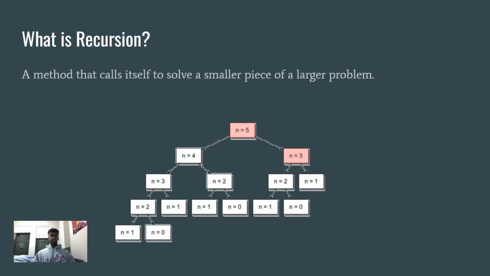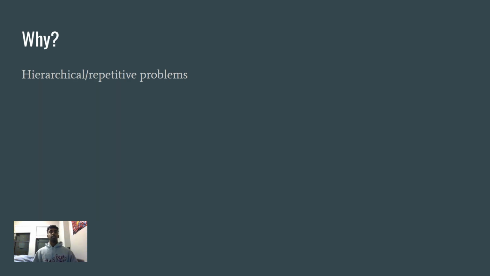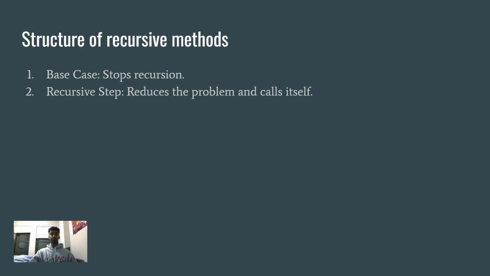So recursion is nothing more than a method that calls itself to solve a smaller piece of a larger problem. And we have a quick visualization of that right here below, where we start off at the top with n equals 5, and we recursively solve this, whatever the problem is, with calls all the way down to n equals 0. And recursion is particularly useful in hierarchical and repetitive problems and simplifies the amount of code we have to write when it's just going to be the same thing with different values.